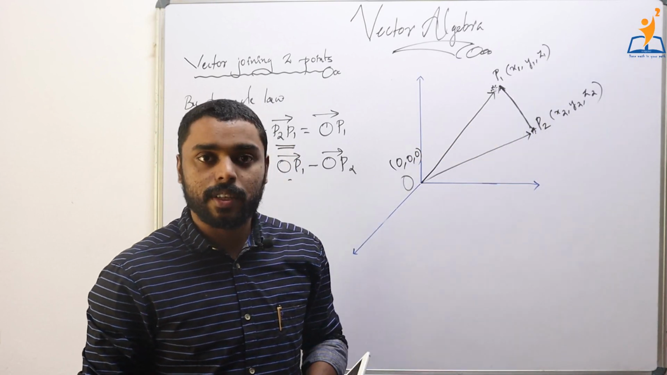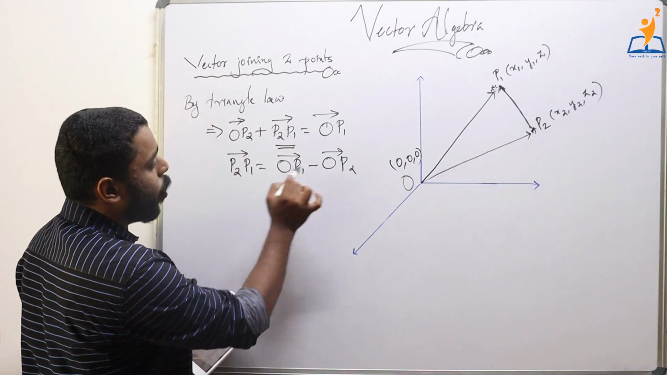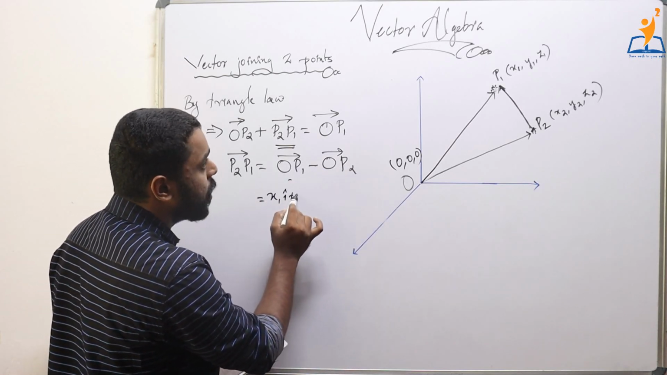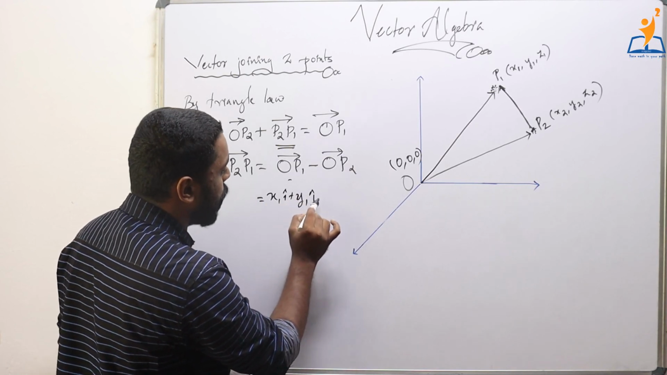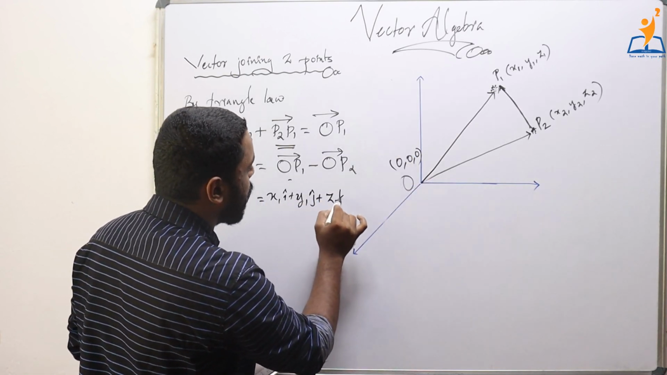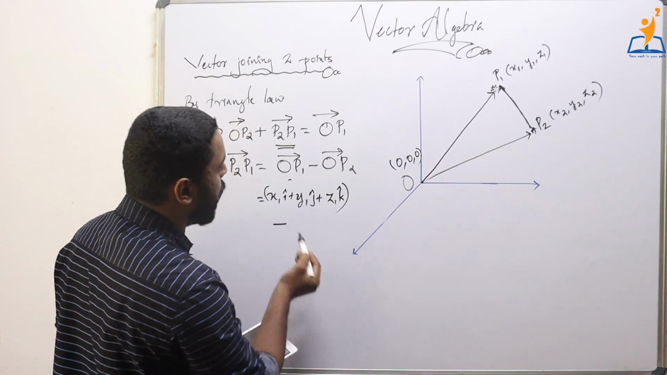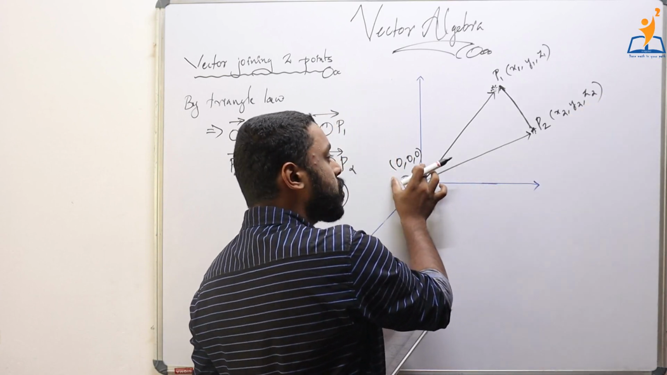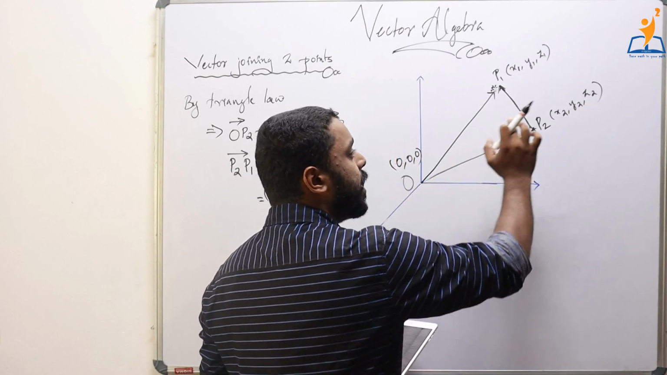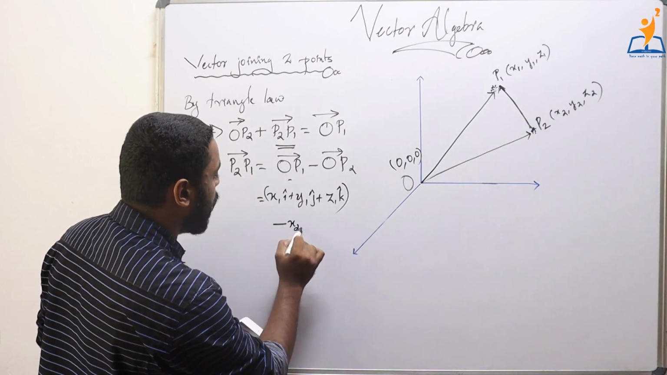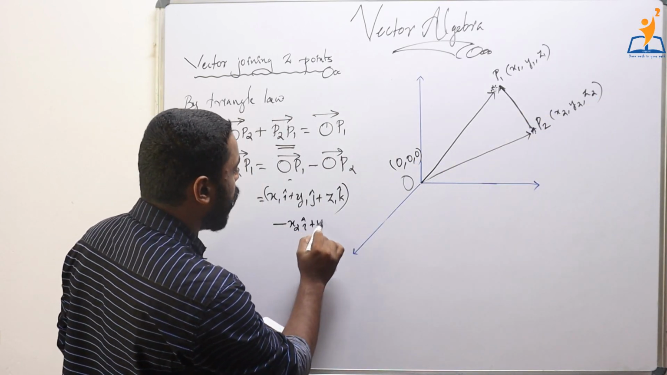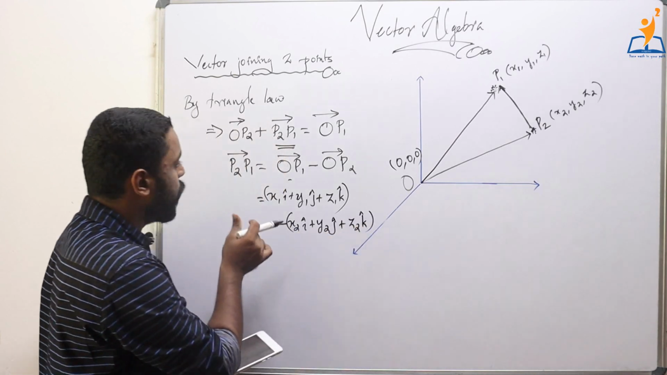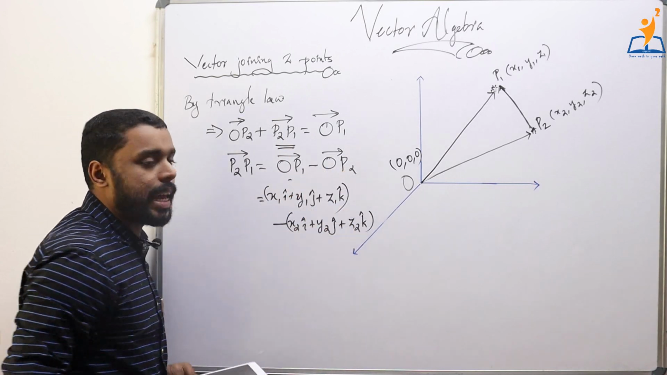This was our last class. So here we have to find OP1 minus OP2, where OP1 is x1 i cap plus y1 j cap plus z1 k cap. Here the point is nothing but (x2, y2, z2), and the origin is (0, 0, 0). So we have to find OP2, which is x2 i cap plus y2 j cap plus z2 k cap. So now we have OP1 minus OP2 just like this.